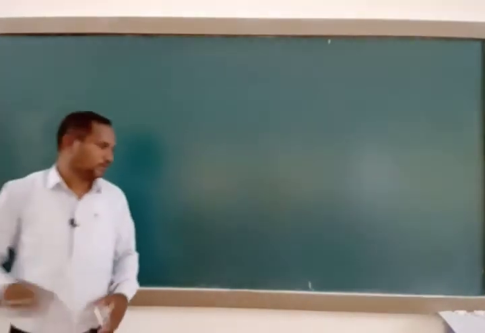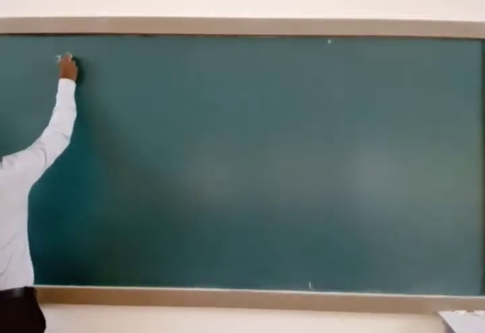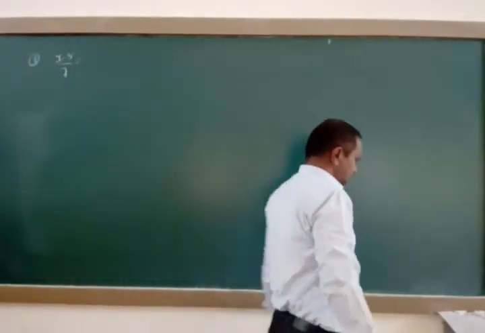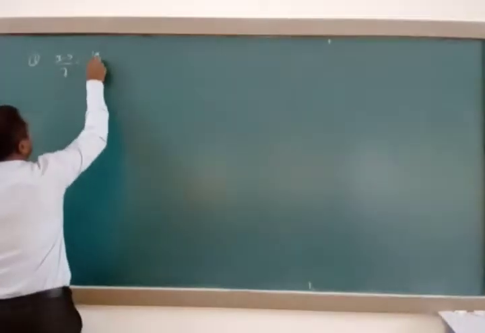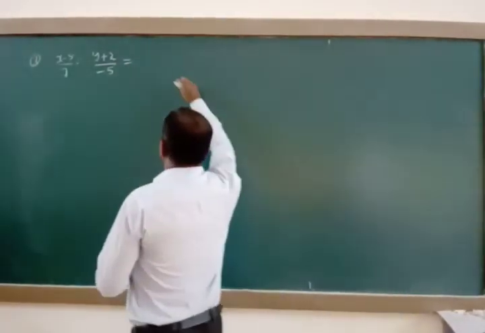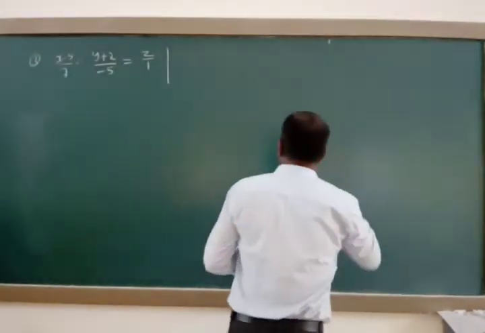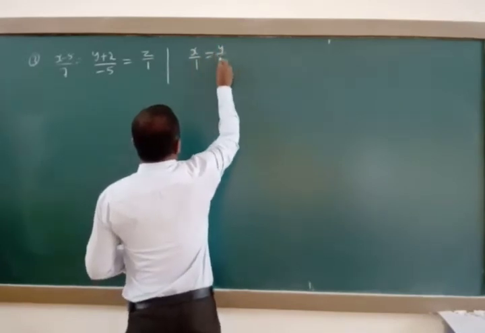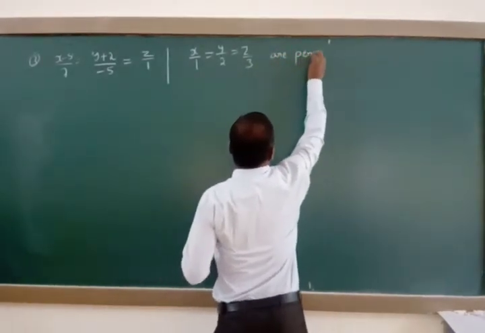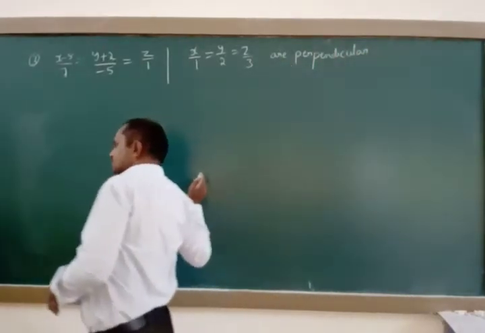Next question is: show that the lines (x minus 5) by 7 is equal to (y plus 2) by minus 5 is equal to z by 1, and one more line x by 1 is equal to y by 2 is equal to z by 3, are perpendicular. We have to show that the given two lines are perpendicular to each other.